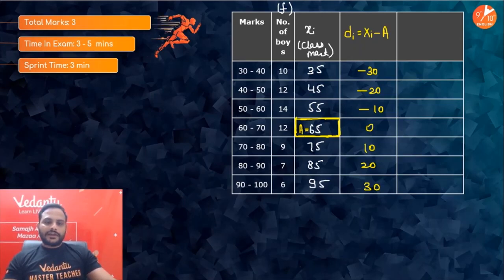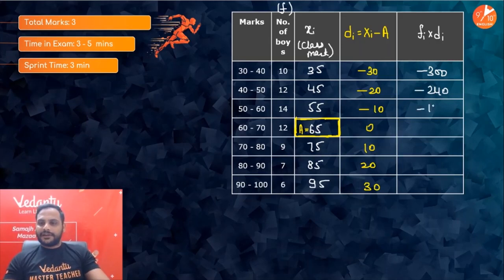Now to get the mean, we will be using the values of F into D. So minus 30 into 10 will become minus 300. Minus 20 into 12 will become minus 240. Minus 10 into 14 will become minus 140. 0 into 12 is 0. 10 into 9 is 90. 20 into 7 is 140. 30 into 6 is 180.